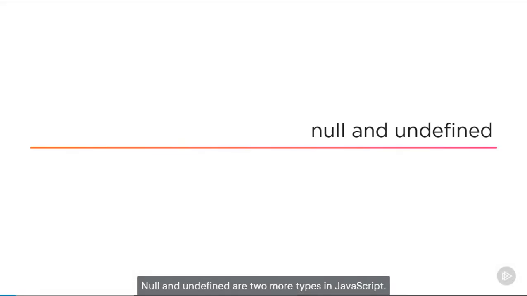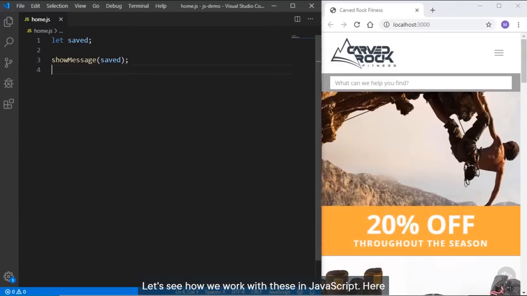Null and undefined are two more types in JavaScript. These are also very simple. Null has one value, null, and undefined has one value, undefined. Let's see how we work with these in JavaScript. Here we're declaring the variable saved, but we're not initializing it. It has no value. And we saw earlier in the course that it will have a value of undefined.